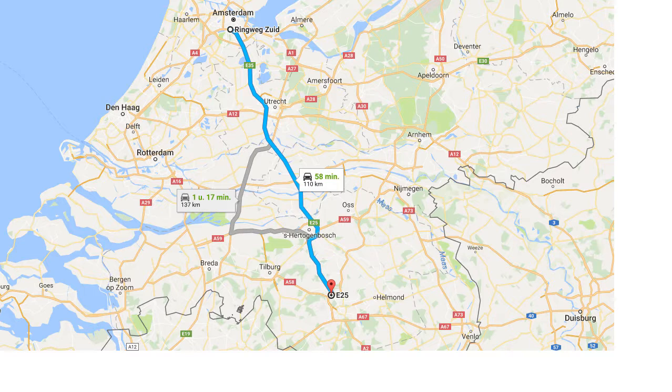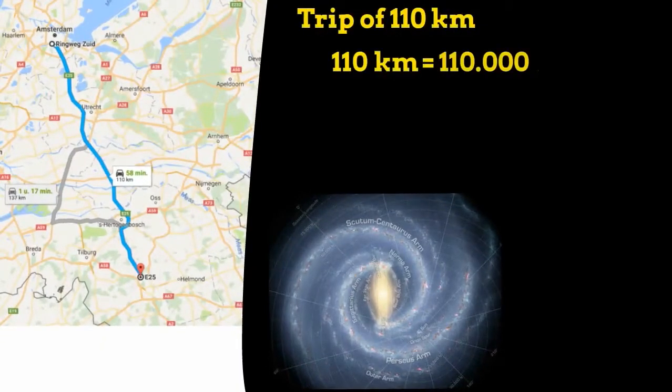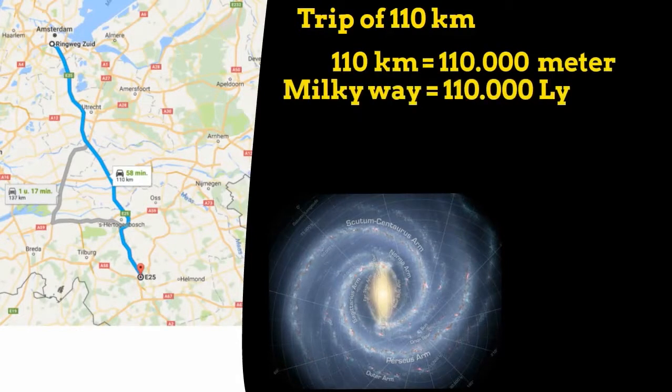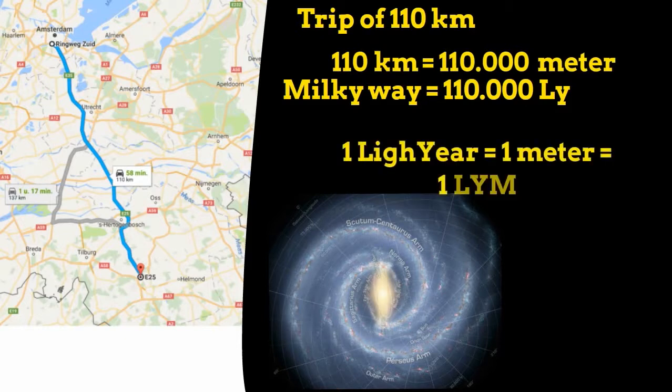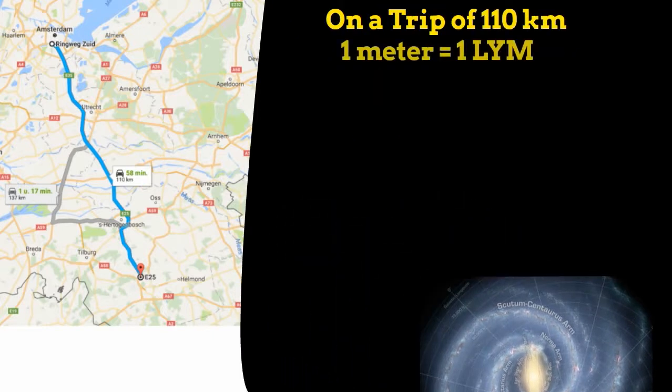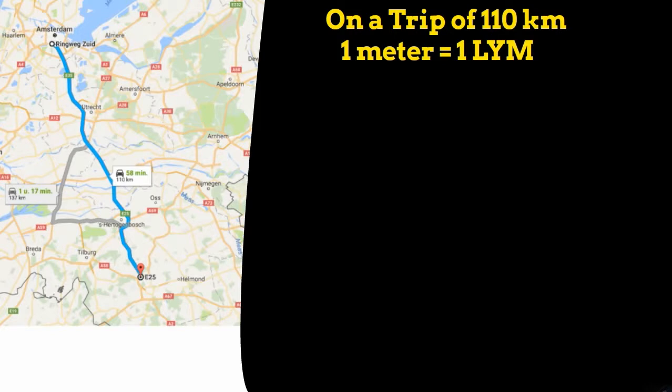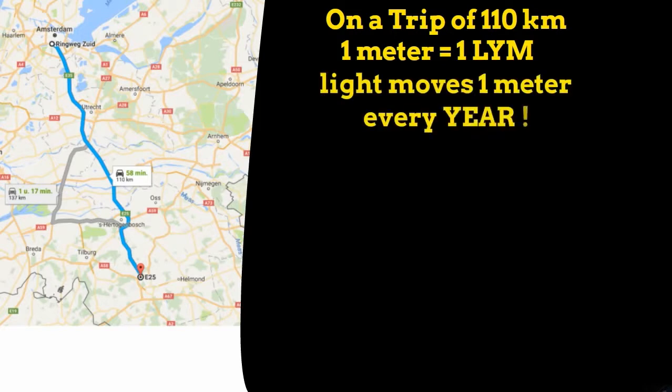Okay, 110 kilometers, that's 110,000 meters. The light years and meters are now equal. So, on this scale, 1 light year is 1 meter. If light would take the same trip of 110 kilometers in this model, light would travel at 1 meter every year. Imagine yourself moving at this speed the next time you take this trip.